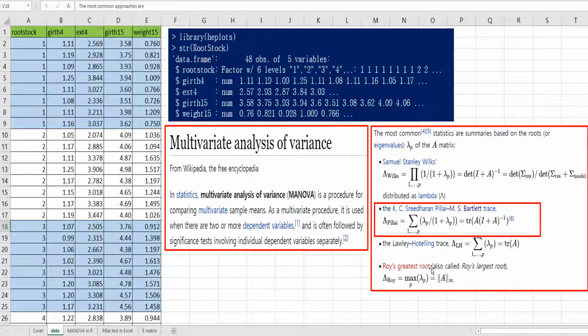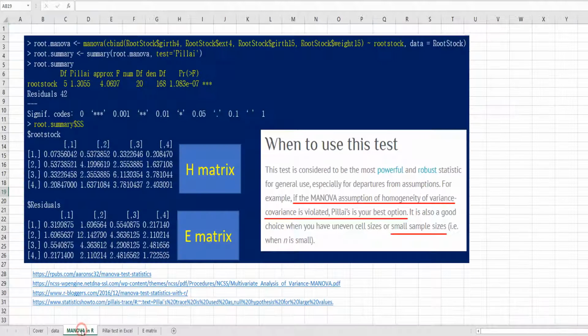The most common approaches are Wilks' lambda, Pillai's trace, Lawley-Hotelling trace, and Roy's greatest root. In this video, I would like to focus on Pillai's test. In R, if you use the manova function, then you can get Pillai's test statistic and related outputs from summary. We also can check the H matrix and E matrix from summary$SS.